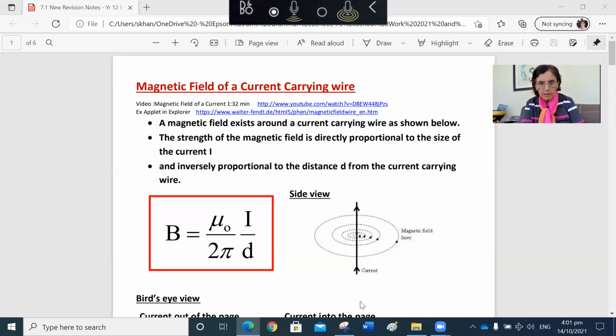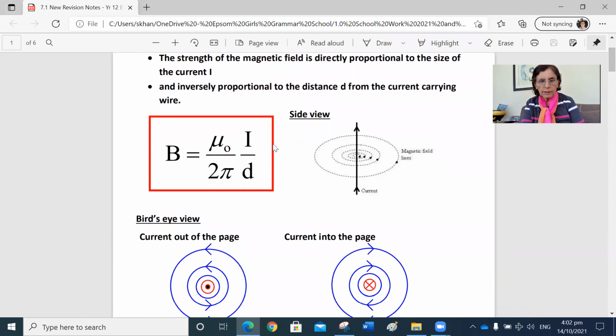So let's get started. There is a current carrying wire. There will be a magnetic field around it, and that magnetic field gets weaker when one moves away from the current carrying wire. The magnetic field will be stronger if the current is increased. In this equation, B stands for magnetic field, and the unit is Tesla. It's directly proportional to the current, inversely proportional to the distance. Mu naught is a constant and 2 pi is a constant. So that formula can be used to find the size of the magnetic field around a current carrying wire.